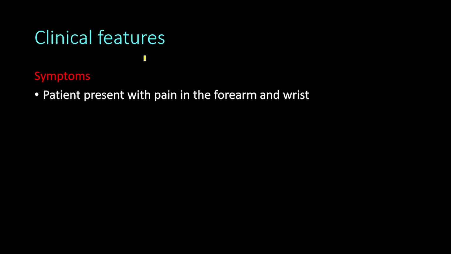Now moving on to talk about the clinical features of a patient presenting with a Galeazzi fracture. The symptoms include that the patient presents with pain in the forearm and the wrist. The forearm pain indicates a radius fracture, and the wrist pain indicates a distal radioulnar joint injury.